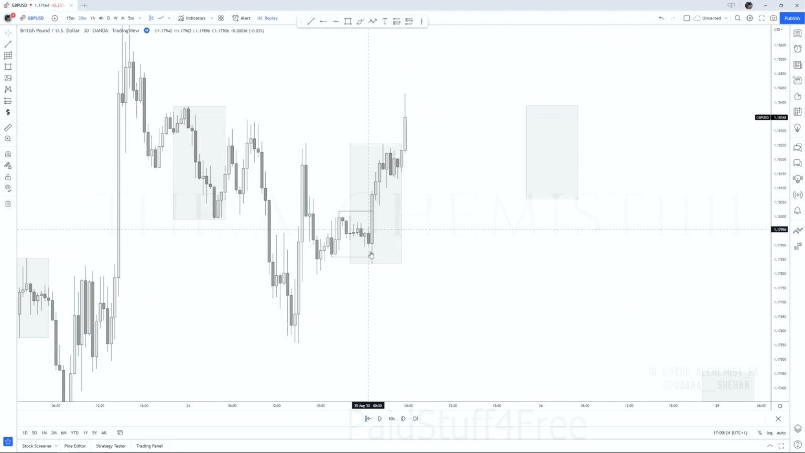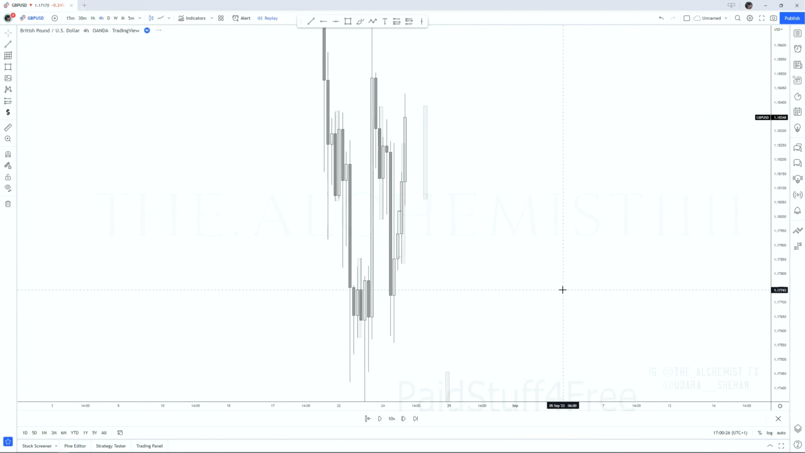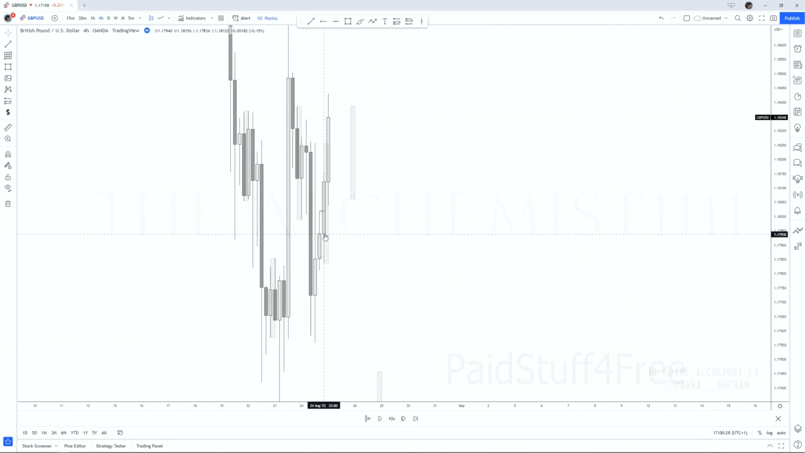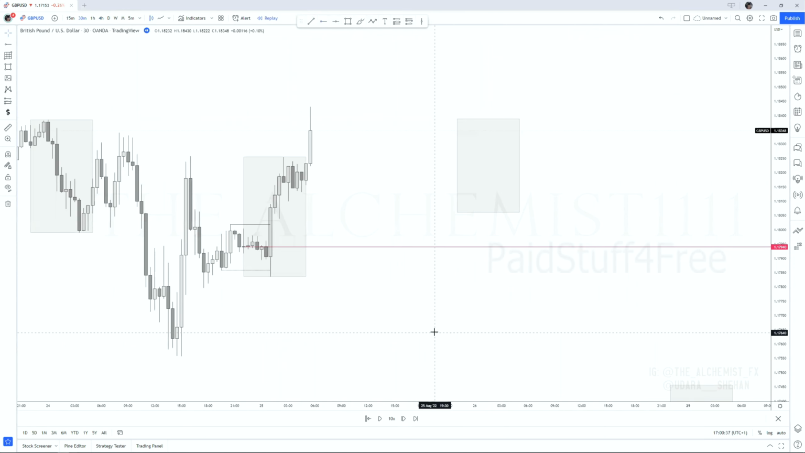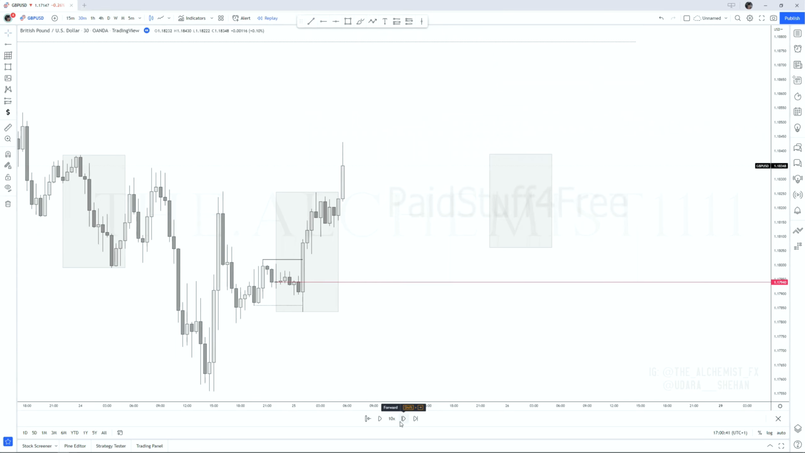Structure broken. So on the strong low, what do we look for? Higher time frame point of interest. What do we have on the 4-hour? Rejection block. Okay, we have the rejection block, but this wasn't a very clean setup, which means this setup did not play out very nicely. Why? Because timing wasn't that good.